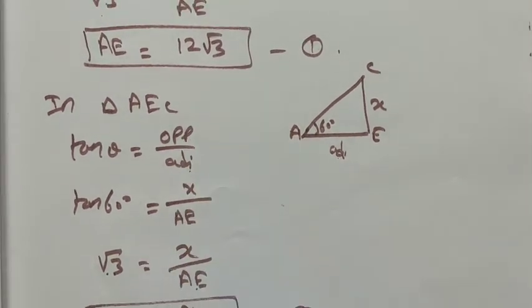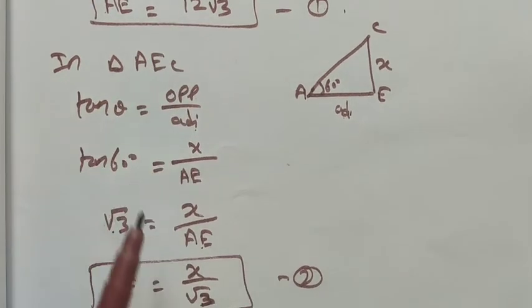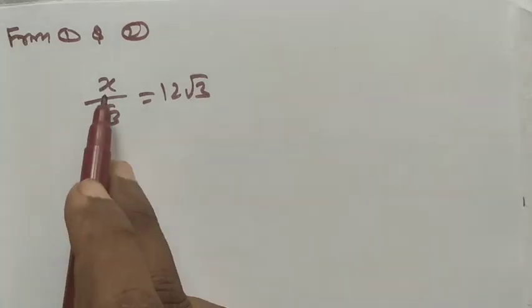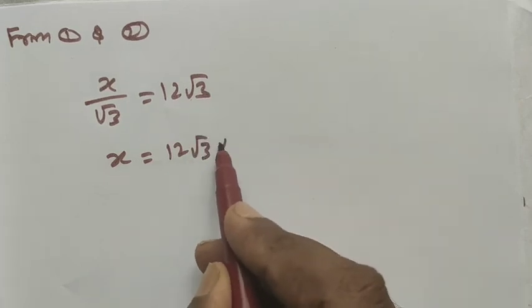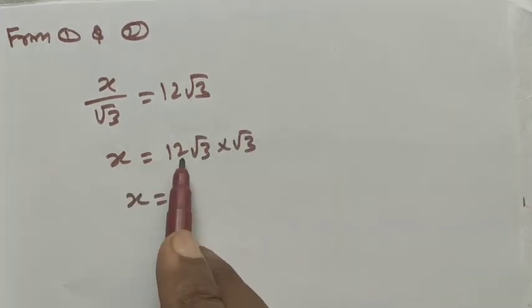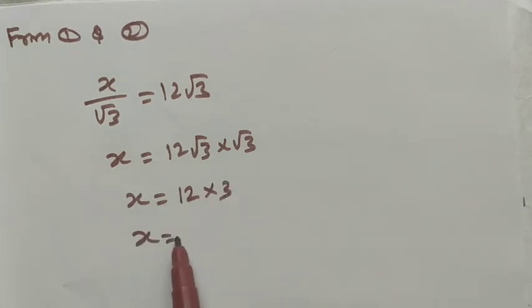See, from the first and the second equation, AE is common, so the first term is equal to the second term. From the first and second equation, X by root 3 is equal to 12 root 3. Here X is equal to 12 root 3 into root 3. Root 3 into root 3 is 3, so 12 into 3, X is equal to 36 meters.